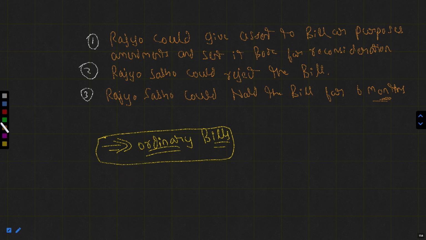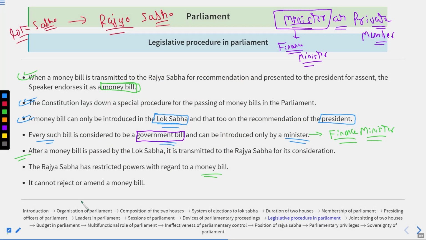But whenever this would be a question of a money bill, these three powers are restricted with the Rajya Sabha. Like the manner of freely using these powers in the cases of ordinary bills is not available with the Rajya Sabha when this is the case of a money bill. The powers are somewhat restricted here. And how? Let's see. The first case is that it cannot reject or amend a money bill.